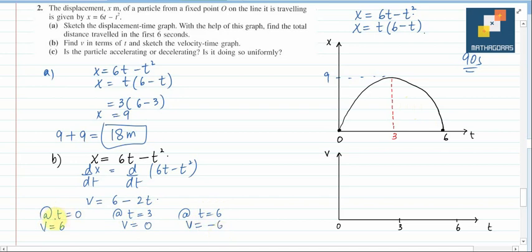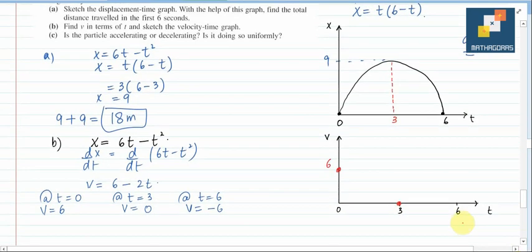Now we see a pattern: first the velocity is positive, then it is 0, and then it is negative 6. So if I plot the points, at 0 my velocity is 6, let's suppose this point. At 3, my velocity is 0. And at 6, my velocity is negative 6, that is this point. So I need to extend my line here. At t equals 6, my velocity is negative 6. So you get a straight line that you need to plot. That's how your velocity time graph looks for this specific case of x equals 6t minus t square.